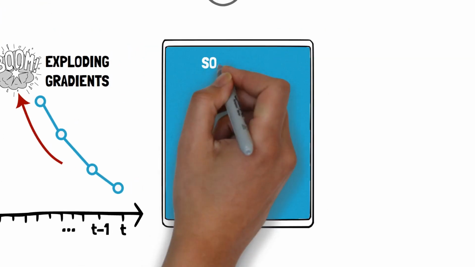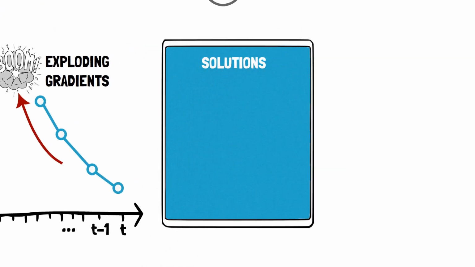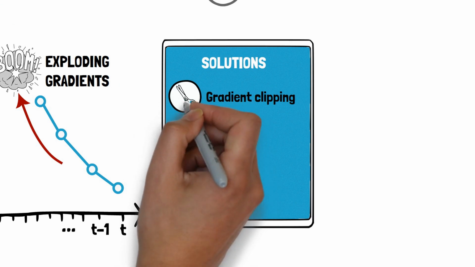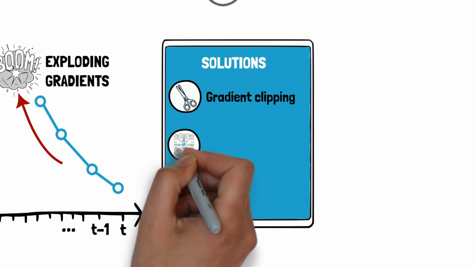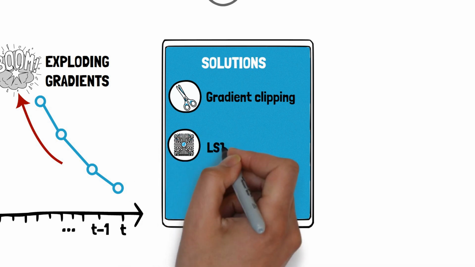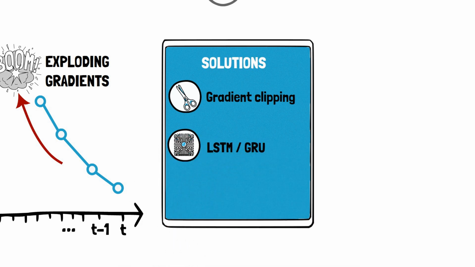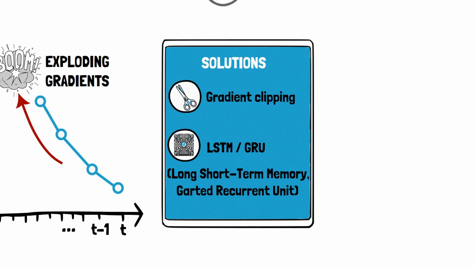Various solutions exist to address these issues. Gradient clipping specifies threshold values for the derivatives, so that those derivatives that exceed the threshold are cut off. A more effective approach relies on the use of LSTM and GRU cells, which are designed to be less affected by the issues we described.